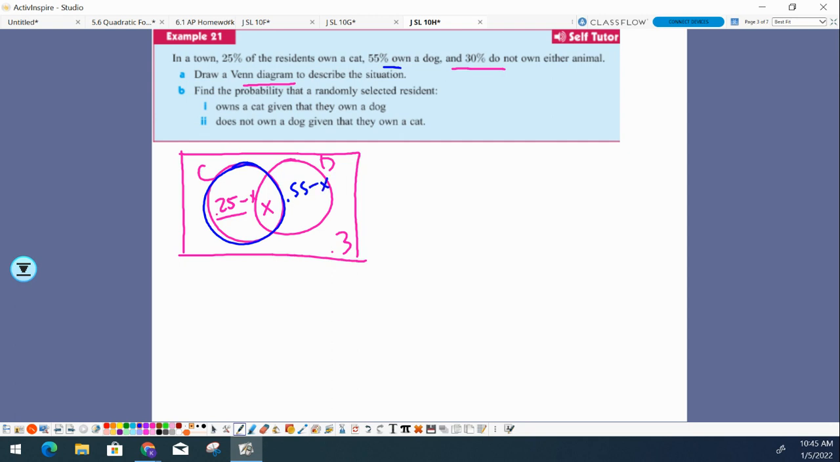So we're going to use this situation to write an equation, because if we add everything up, my Venn diagram always has to equal 1. That allows me to solve for both. So I take cat without both, 0.25 minus X, plus both, X, plus 0.55 minus X, plus 0.3. So I'm adding up every single thing that we see to get 1.